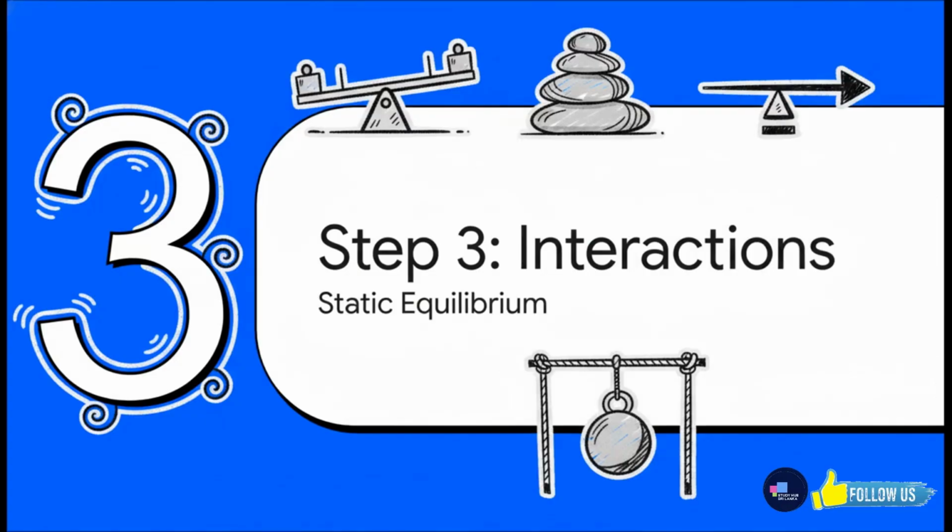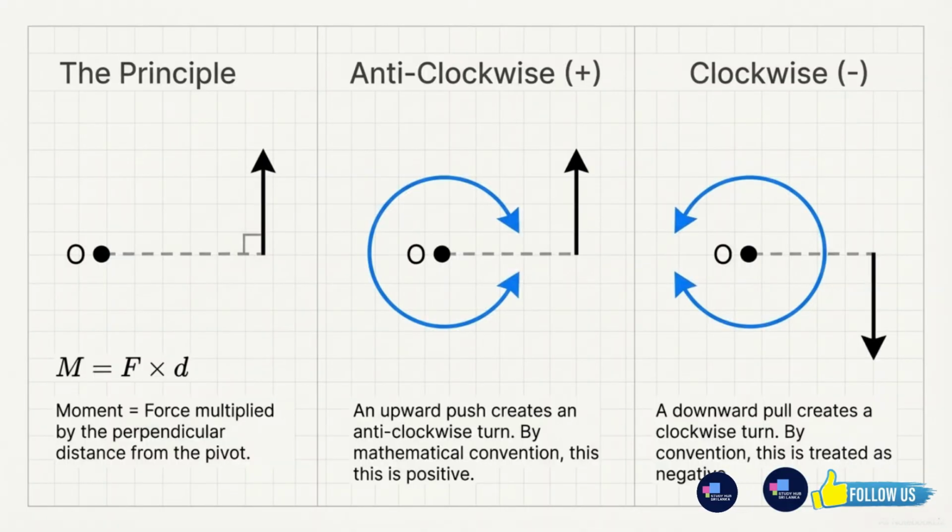Okay, so we've got our tools and we've met our forces. Now for the fun part. Let's see how they all interact with each other. Step 3 is where we look at situations where everything is perfectly still, perfectly balanced. This is a big topic called static equilibrium. To talk about balance, we need to talk about turning. Think about using a spanner to turn a nut. That turning effect is what we call a moment, and the formula is super simple.